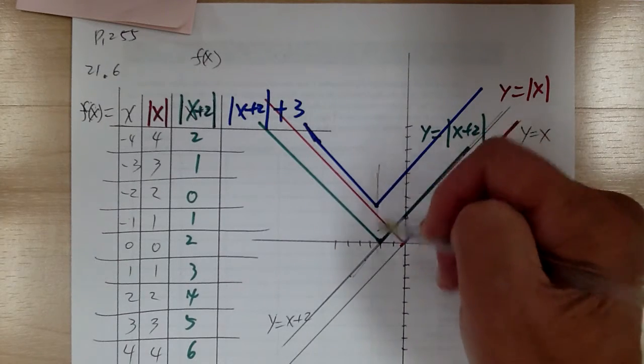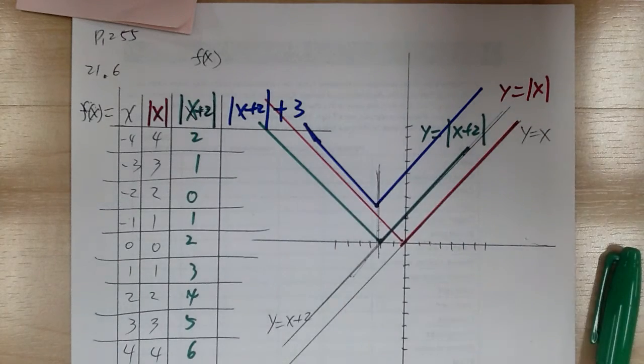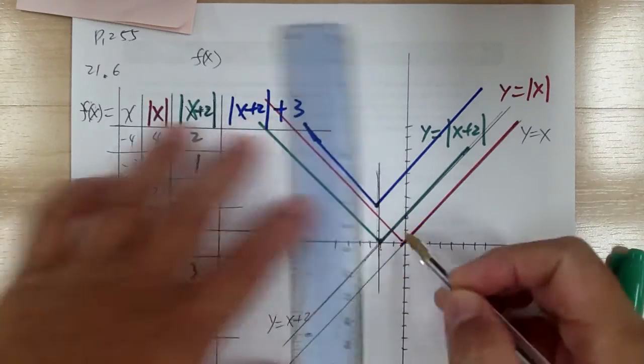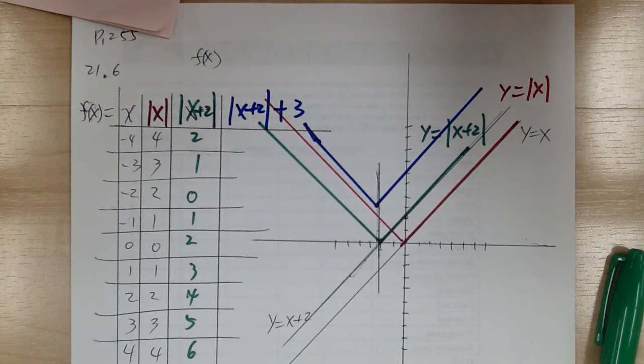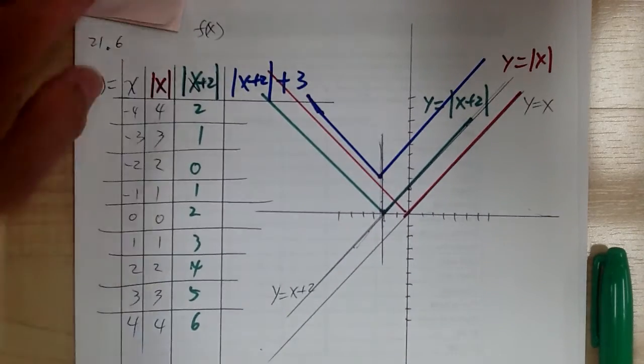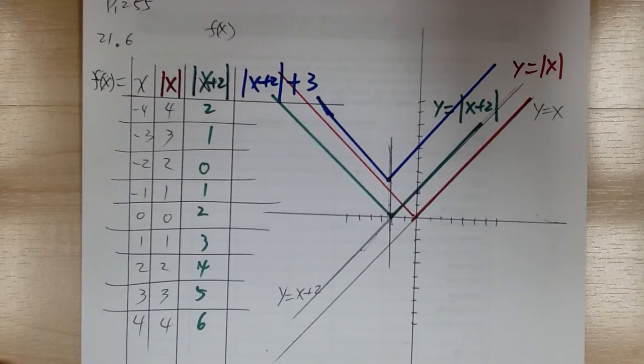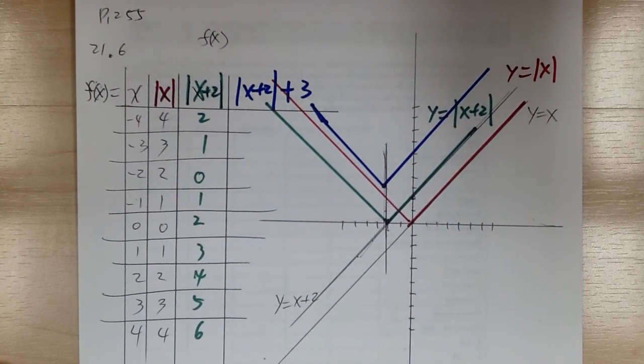And this should be kind of straight. So this is where the 3 is. Kind of off a little bit. So once you understand the absolute value, it's not too bad. The simple kind are not too bad.